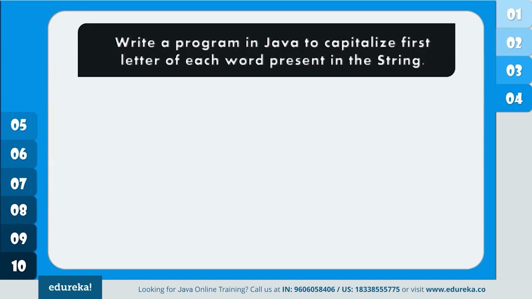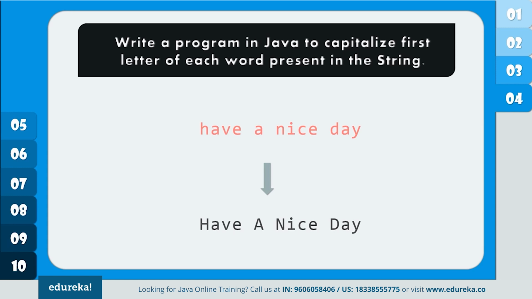Problem statement is, write a program in Java to capitalize the first letter of each word present in the string. So in this example, we have to capitalize the first letter of each word that is separated by a space. Like this. Let's see how to do that with the help of a code.